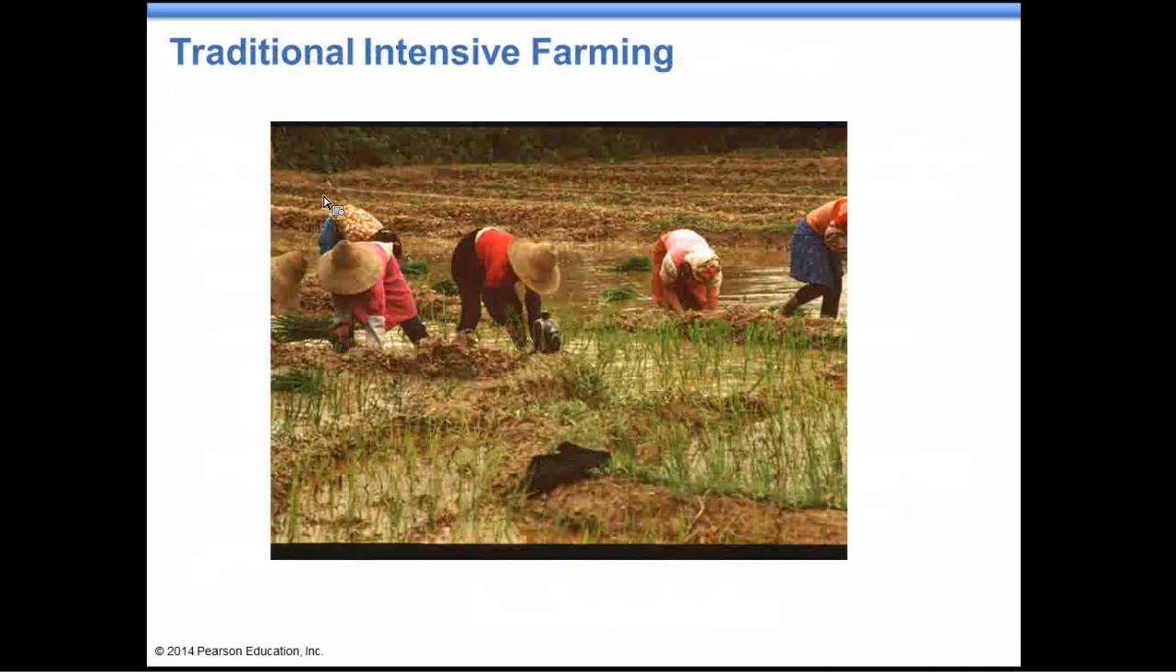And here we can just see traditional agriculture is really backbreaking work, and subsistence farming is often a product of traditional agriculture. It's hard work, and you can only grow enough for yourself.